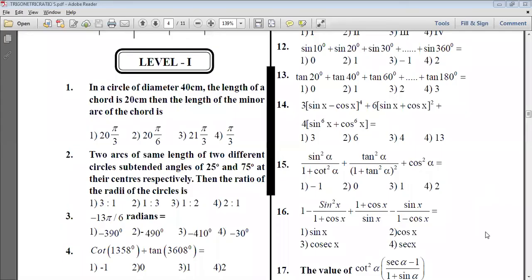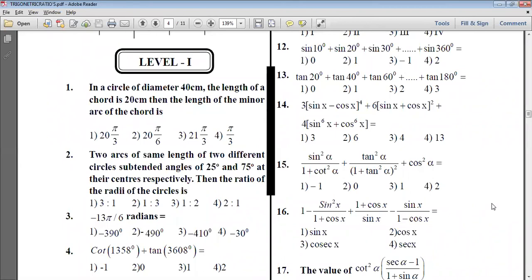Okay. Look at problem number 15. Observe this: sin square alpha upon 1 plus cot square alpha, plus tan square alpha upon (1 plus tan square alpha) whole square, plus cos square alpha. So we have to evaluate this problem.